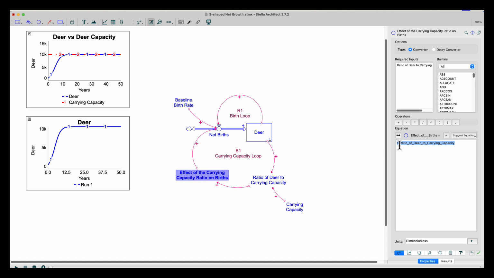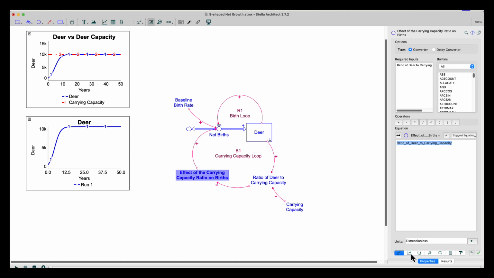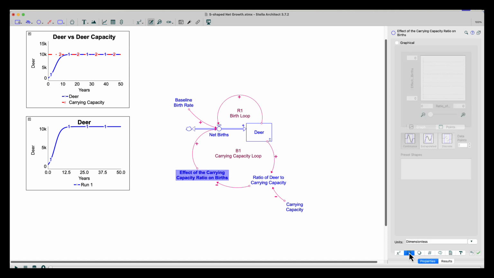What I'd like to do is make this nonlinear. I'm going to do this in a couple of steps. So I'm going to get rid of the 1 minus and just say it's going to be equal to the ratio. I'll double click on this again, and now I'm going to go down, and here the second icon on the bottom says graphical function. I'm going to click on this graphical function. I know this ratio should go from 0 to 1, and the ratio is here on the x-axis, so I'm going to make that 0 to 1.